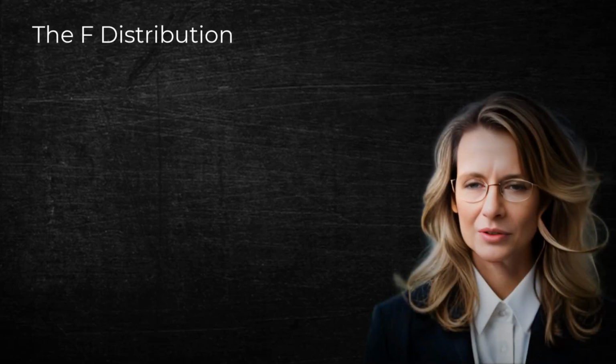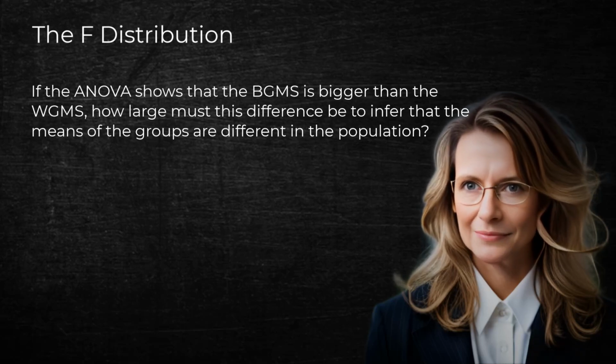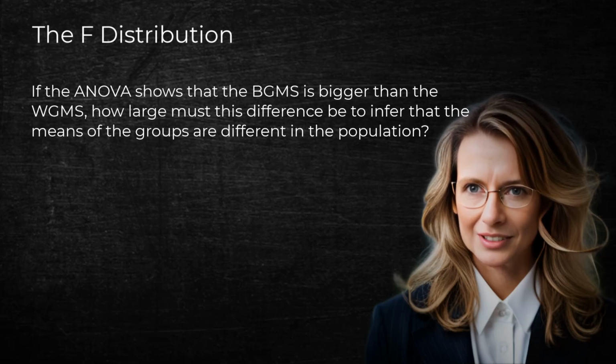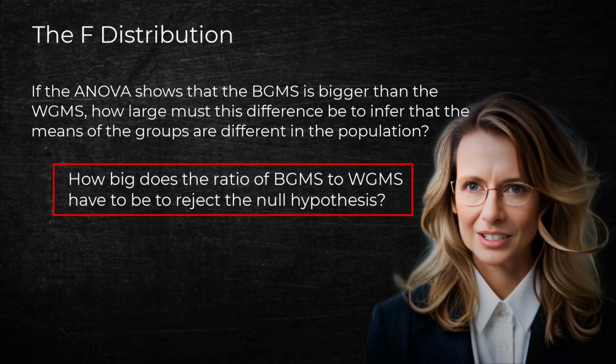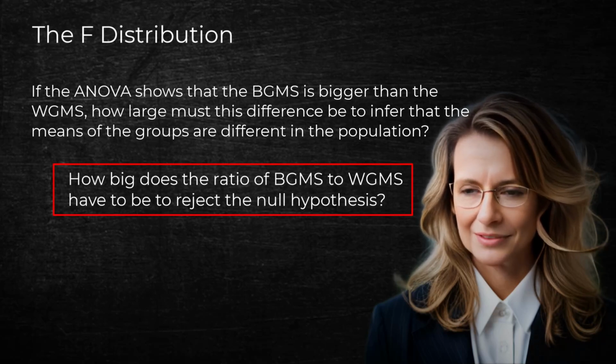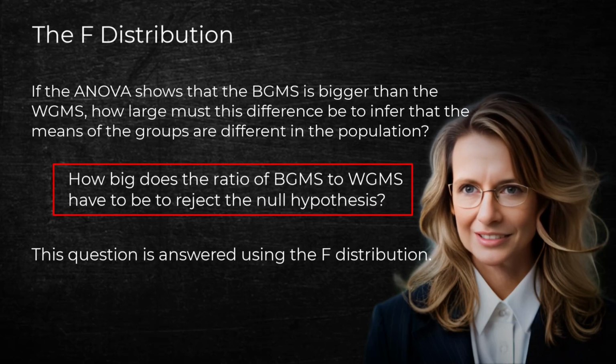In this section, we will start by asking the following question. If the result of our ANOVA shows that the between groups mean square is bigger than the within groups mean square, how large must this difference be for us to infer that the means of the groups are different in the population? In other words, how big does the ratio of the between groups mean square to the within groups mean square have to be for us to reject the null hypothesis? This question is answered using the F distribution.